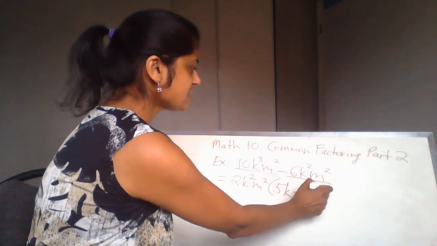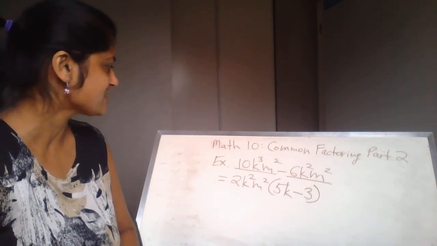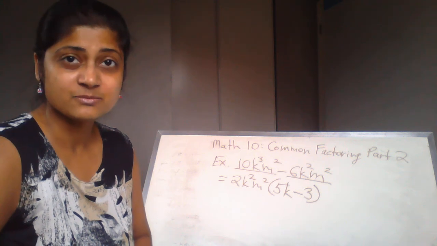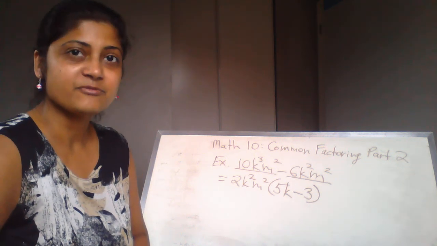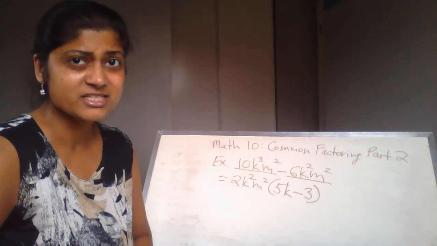And so basically what's left from the second term is just the 3, okay? So this is my final answer. It's 2k squared m squared, and then bracket 5k minus 3, okay? Are there any questions here?